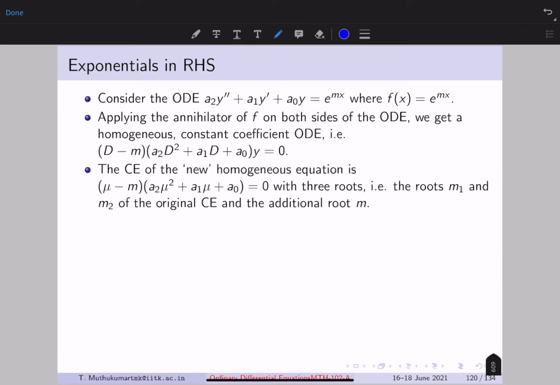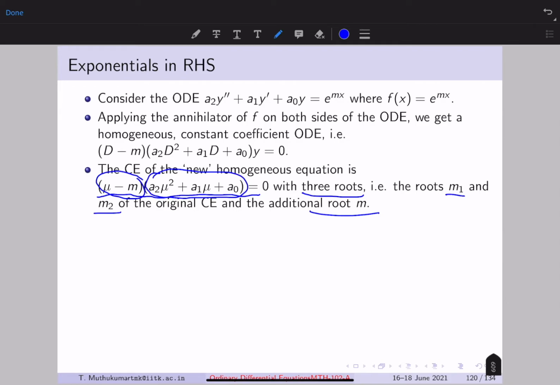So for this equation, there is a corresponding characteristic equation, which is of this form. That is what we have seen in the previous lecture. And in this case, you will see this is second order, so this is actually a kind of cubic equation. It will have 3 roots. So 2 roots from this quadratic equation, let's call them m1, m2, and then an additional root m coming from here. So there will be 3 roots.